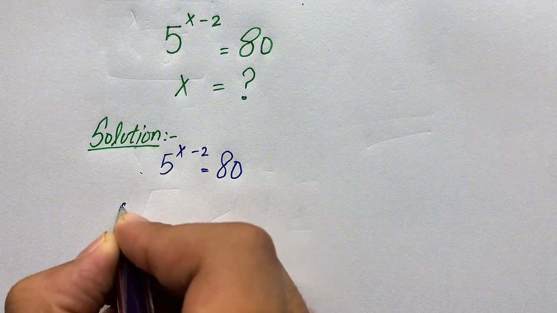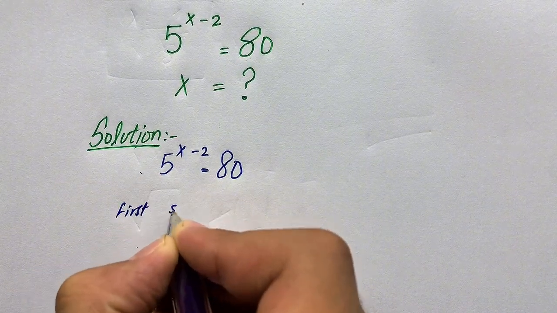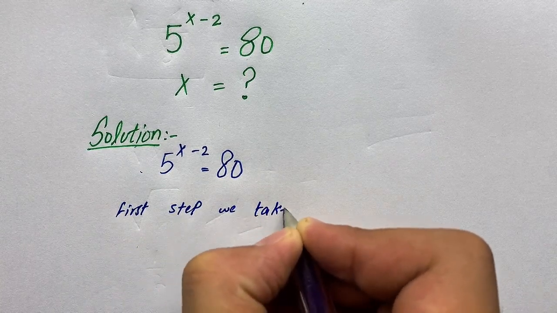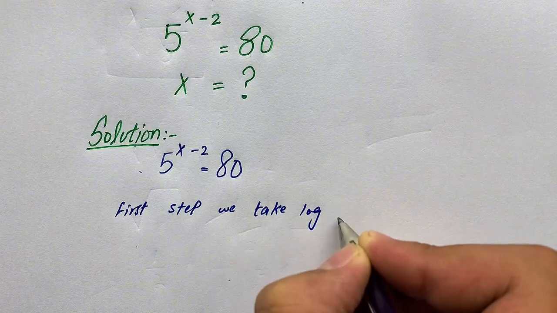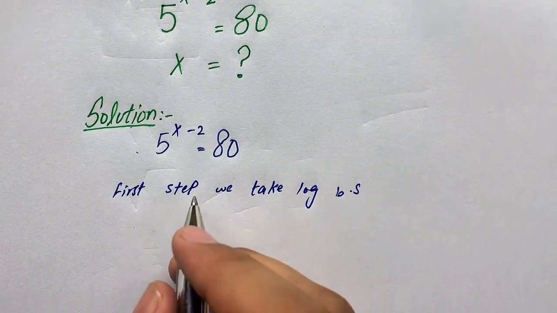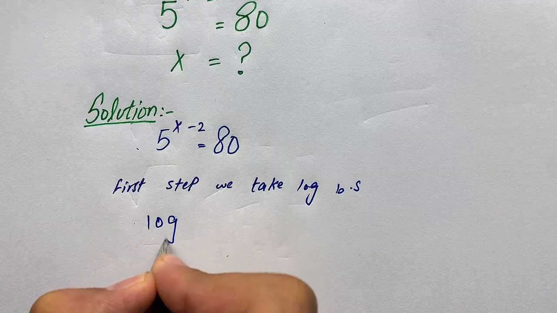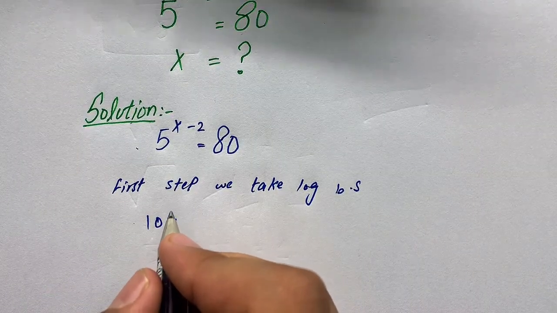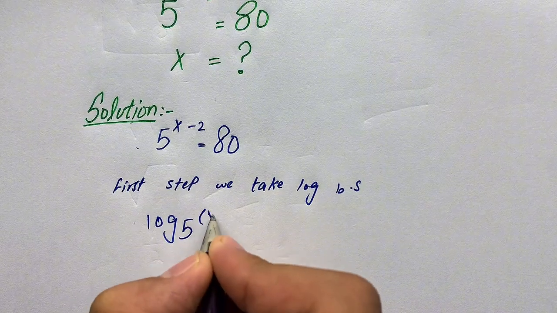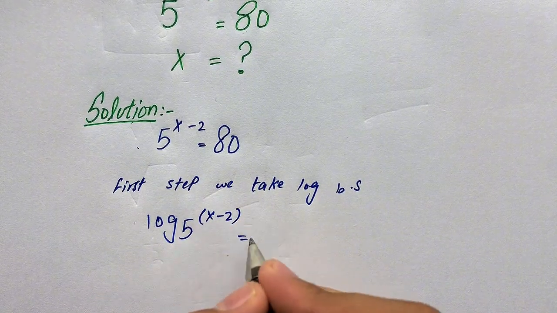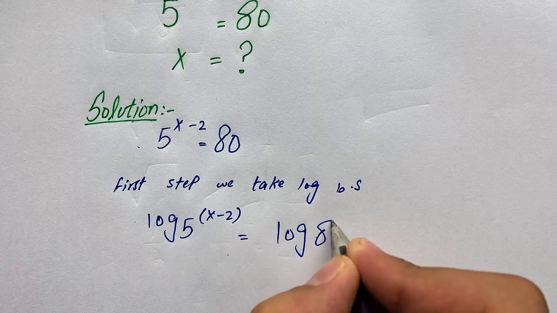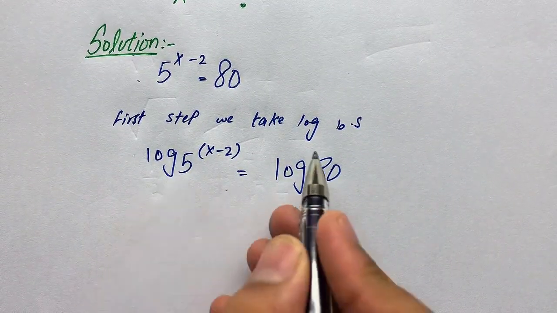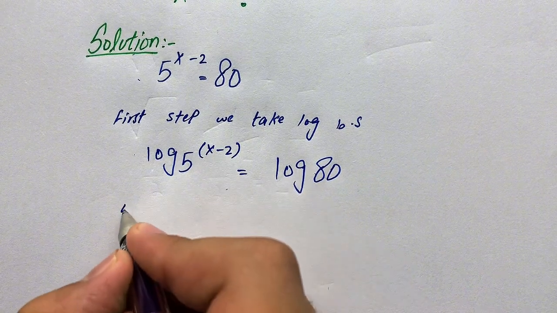Now in the first step, we take log on both sides. Now we are taking log on both sides. Log of 5 to the power x minus 2 is equal to log of 80. Now this is our log here.